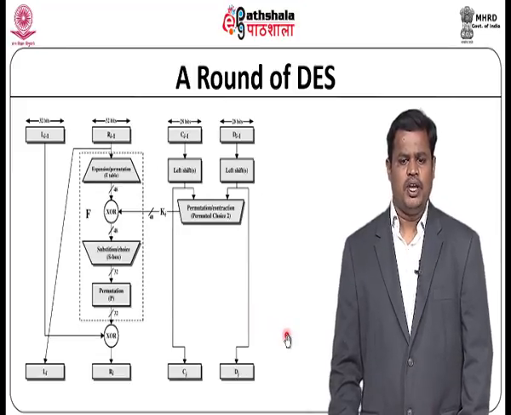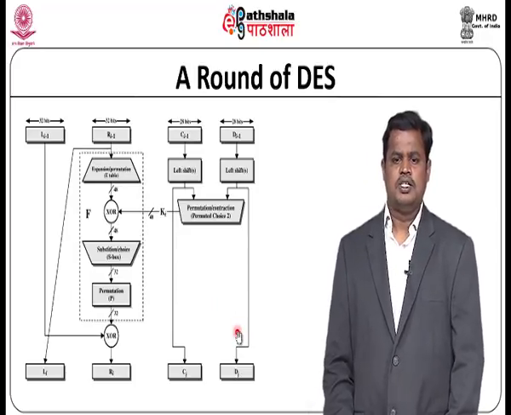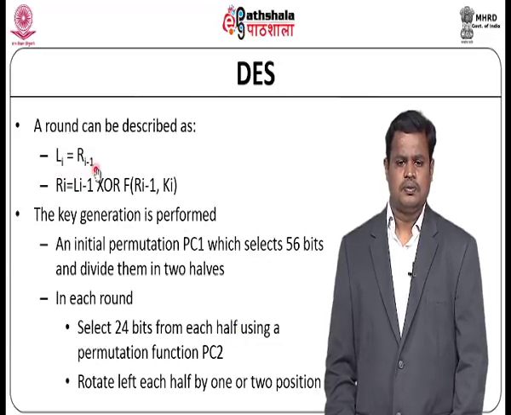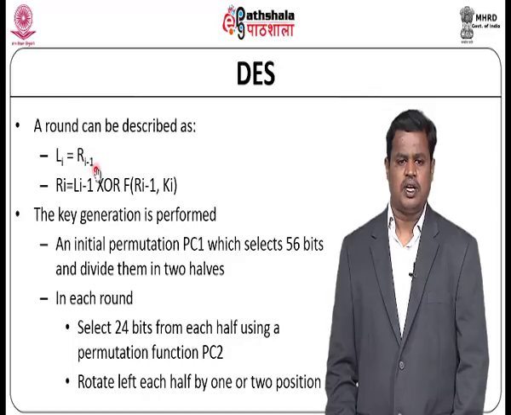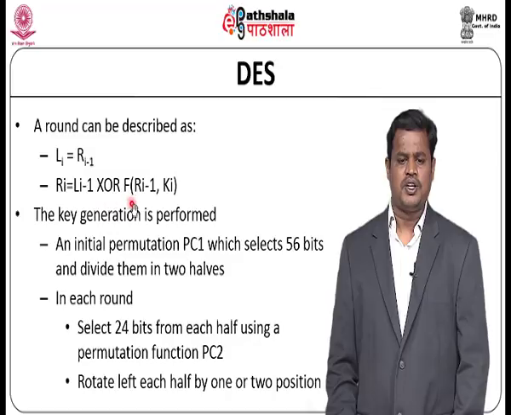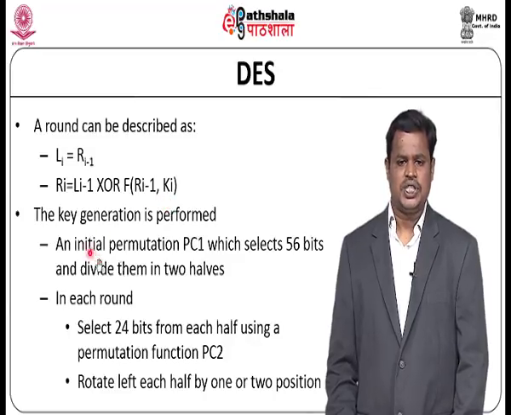So, now we need to know how this can be studied with the help of the simplified DES algorithm. This is the operation, described with respect to this particular equation. Li is equal to Ri minus 1, Ri is equal to Li minus 1 XOR the function of Ri minus 1 comma Ki. The key generation again goes through the permutation and selection, and there will be around 16 rounds, all of this we know.